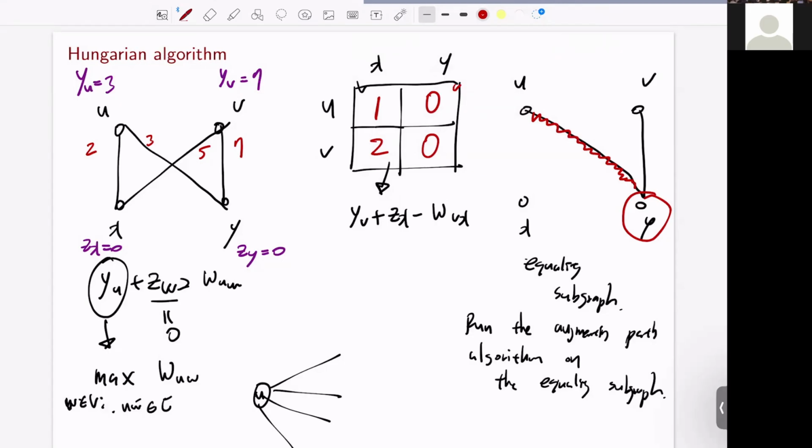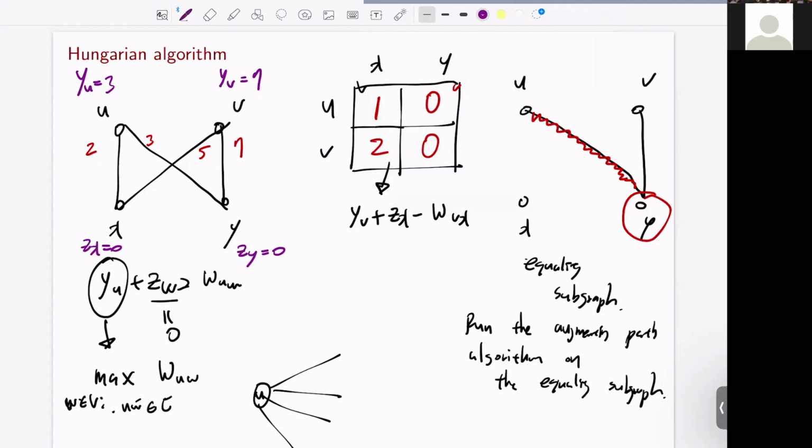I need to adjust the variables and weights so that I can add more edges to my equality subgraph. So now I have a graph where the matching is not perfect, so I want to use more edges from the original graph. In particular, there are edges that are not covered by this vertex cover, and I want to add them to my equality subgraph. Okay. And this is a subtle point, but let me just state how the algorithm works.